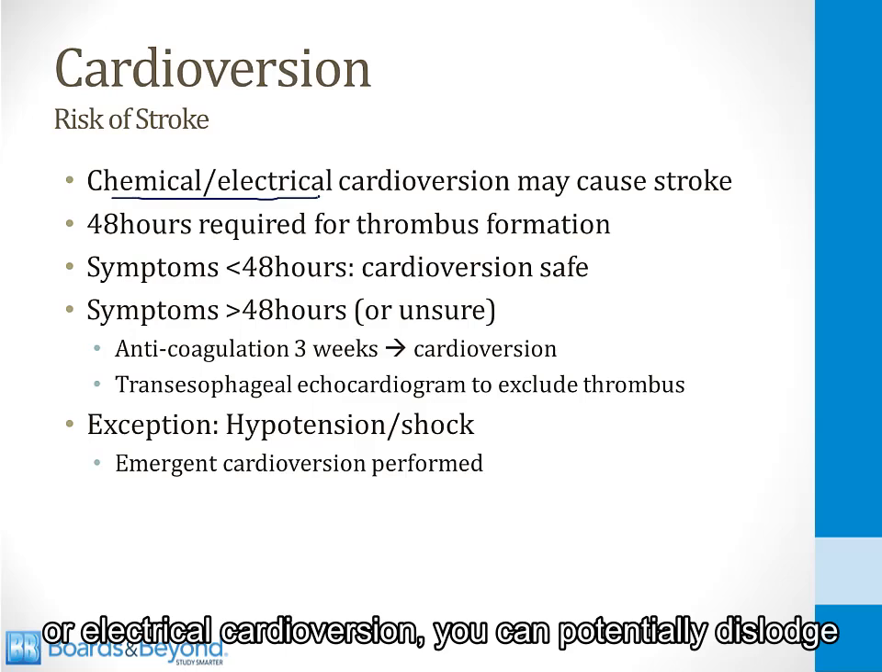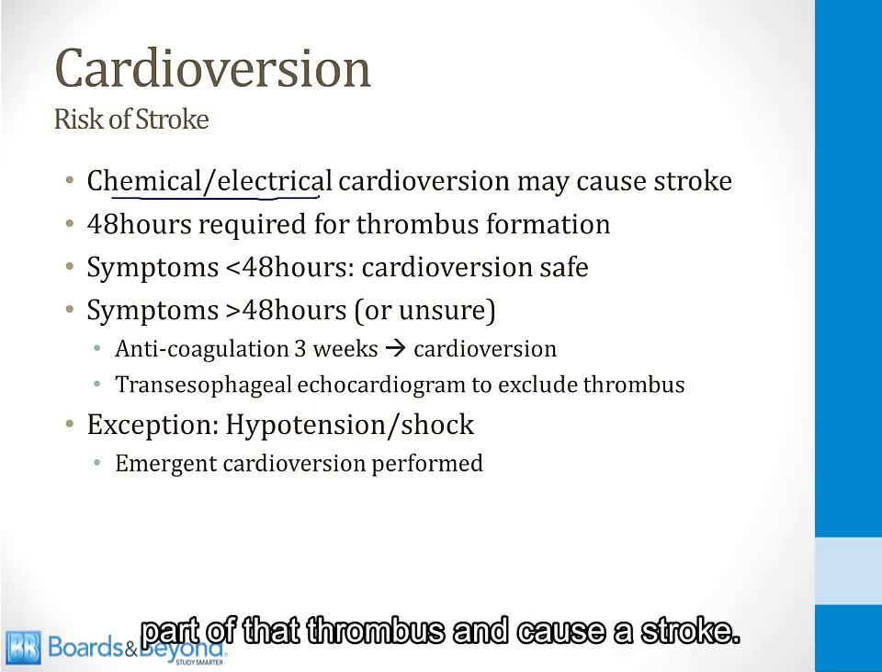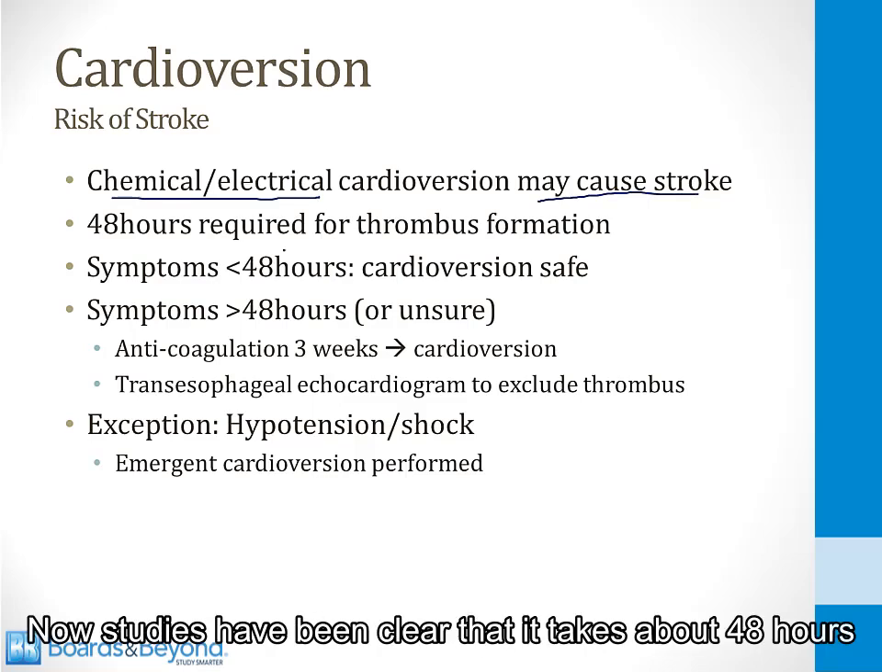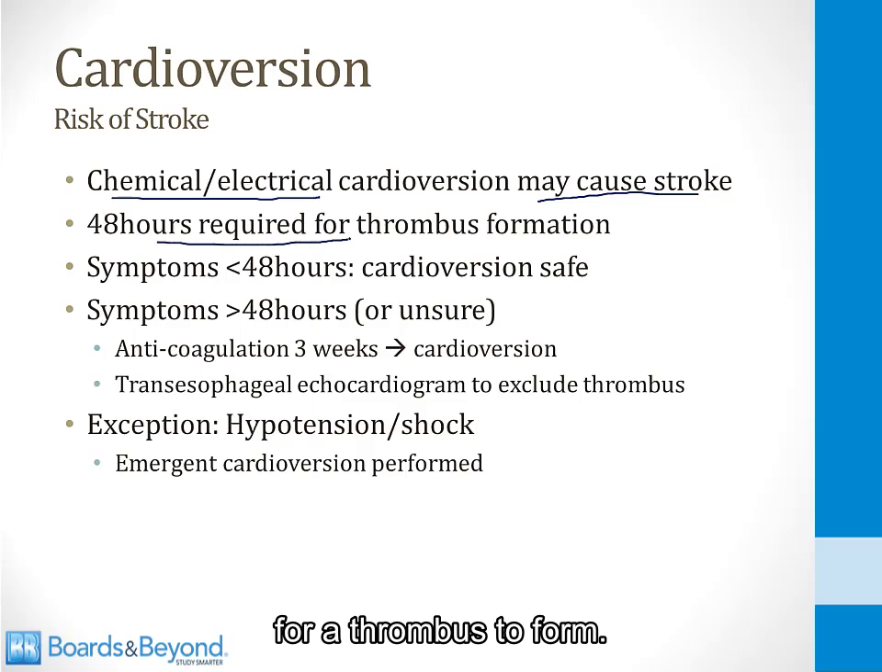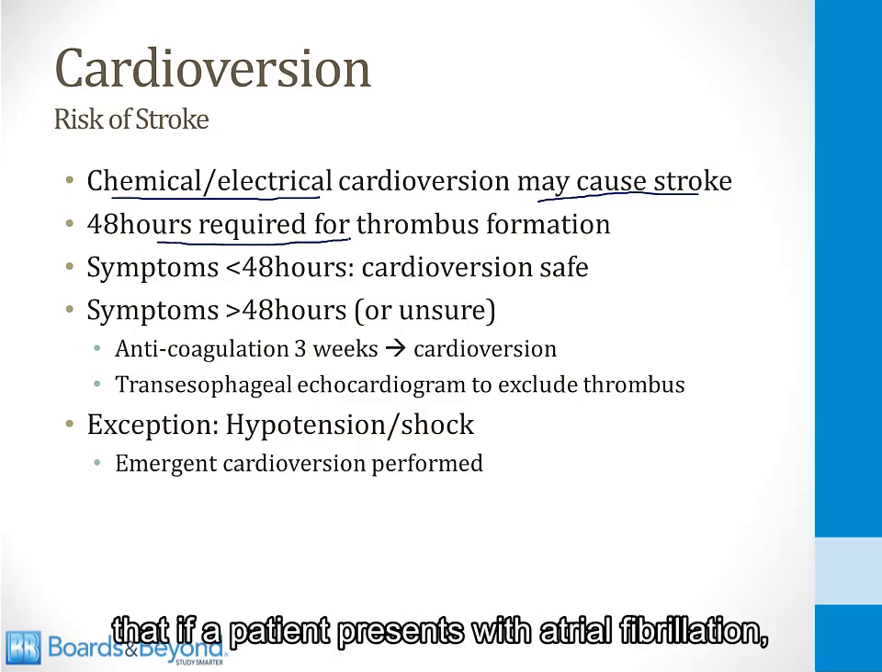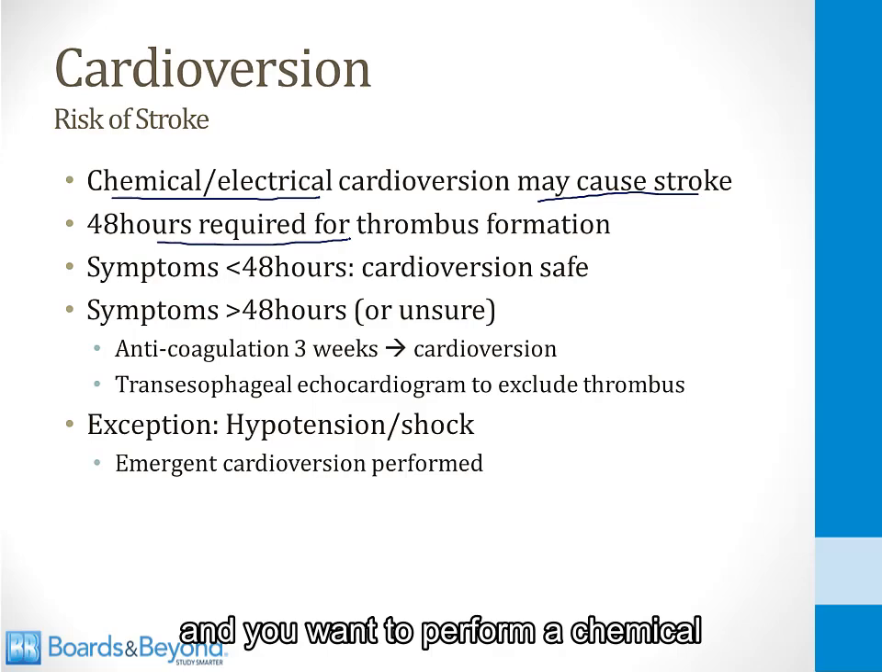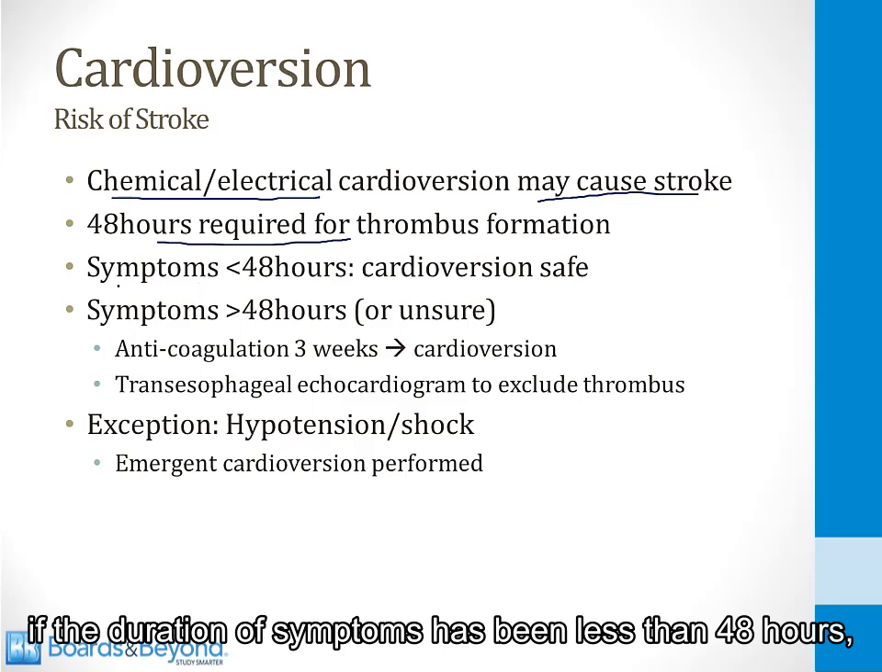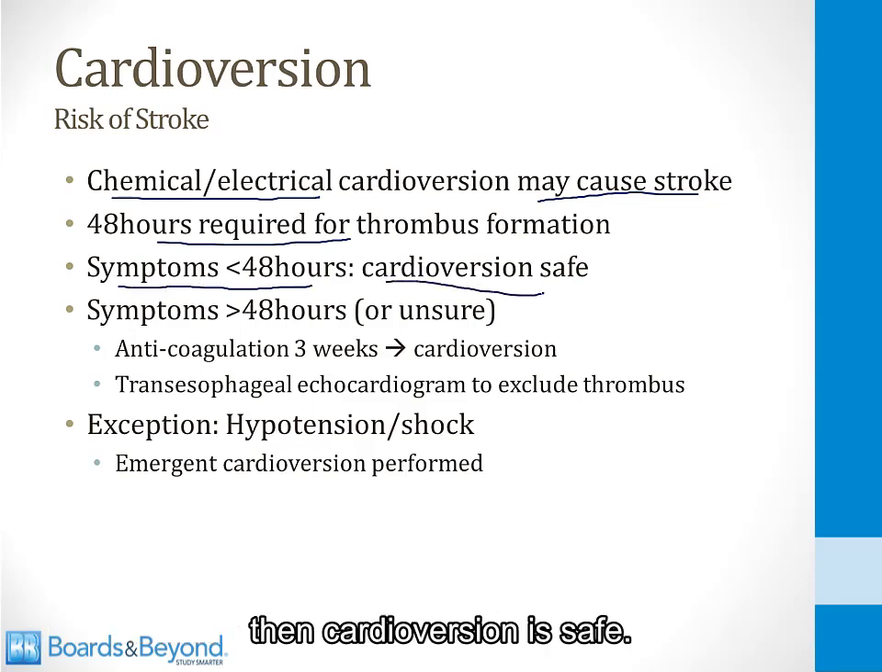If a patient with atrial fibrillation has a thrombus in their heart and you perform a chemical or electrical cardioversion, you can potentially dislodge part of that thrombus and cause a stroke. Now, studies have been clear that it takes about 48 hours for a thrombus to form. What this means is that if a patient presents with atrial fibrillation and you want to perform a chemical or electrical cardioversion, if the duration of symptoms has been less than 48 hours, then cardioversion is safe.